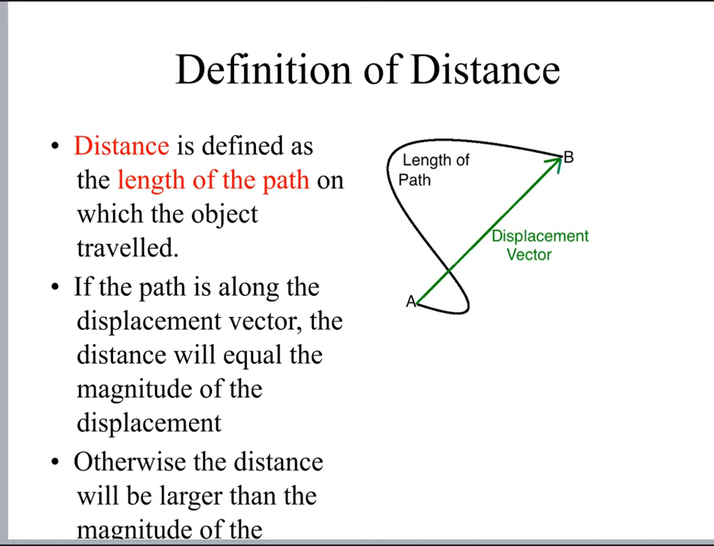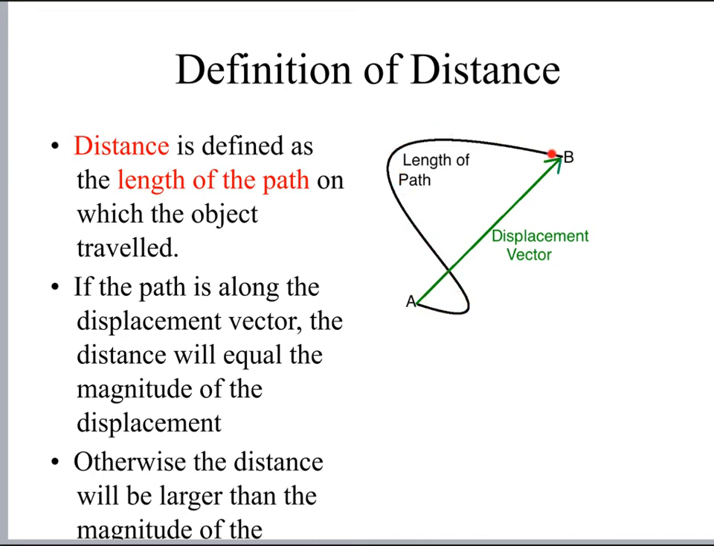Now another concept, so we've got yet another definition in this presentation. This is going to be the definition of distance. And distance is defined as the length of the path on which the object traveled, or simply the length of the path. So you could imagine this could be this curved path here. It could be like some road that you're traveling with a car. And so you have this long meandering path here that you're driving to get from some point A to point B. And you could measure how long that path is.